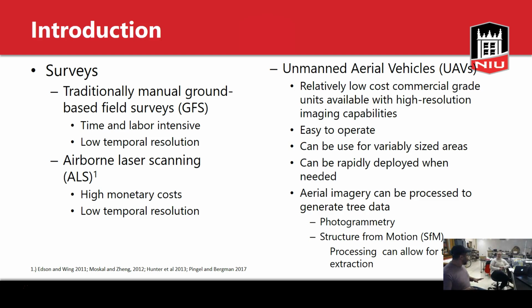They are very easy to operate. They can be used in areas of multiple sizes. They can be rapidly deployed whenever you need them. And best of all, they take these really good images that can be processed to generate the tree data. And the two methods that we're going to be talking about are structure from motion, which is a type of photogrammetry. We'll actually get into these a little bit later.